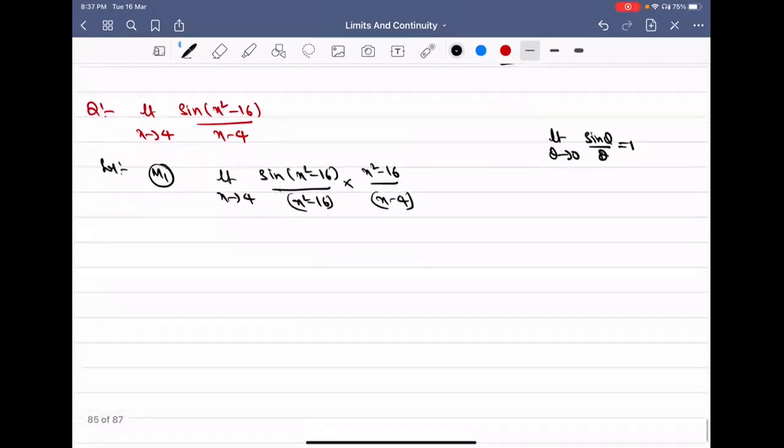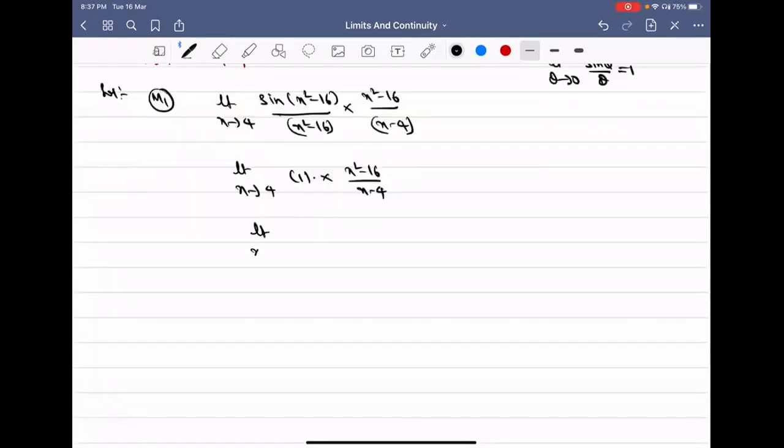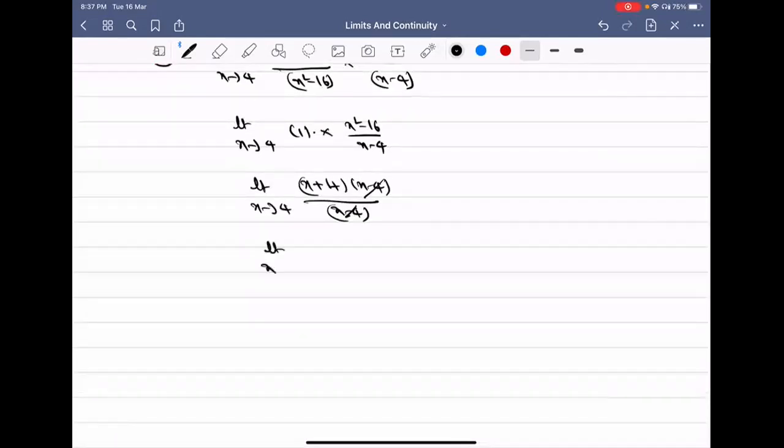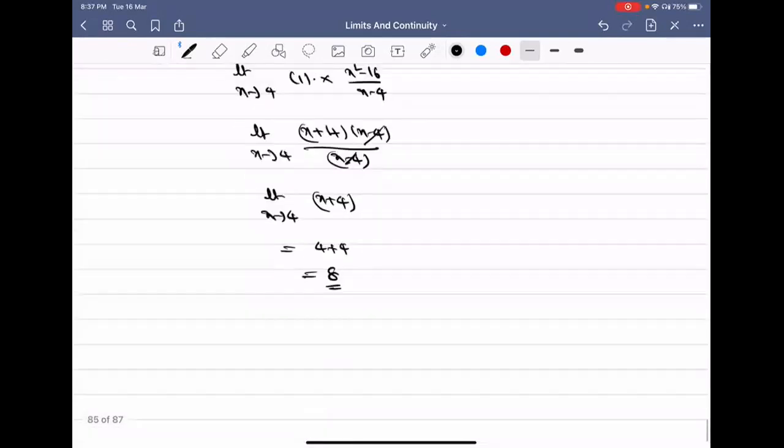So you can write this as limit x tends to 4 of (x square minus 16) by (x square minus x minus 4)... that is, limit x tends to 4 of (x plus 4)(x minus 4) over (x minus 4). The x minus 4 terms cancel. That is, limit x tends to 4 of x plus 4. If you substitute 4, then 4 plus 4 equals 8. This is the solution by method 1.